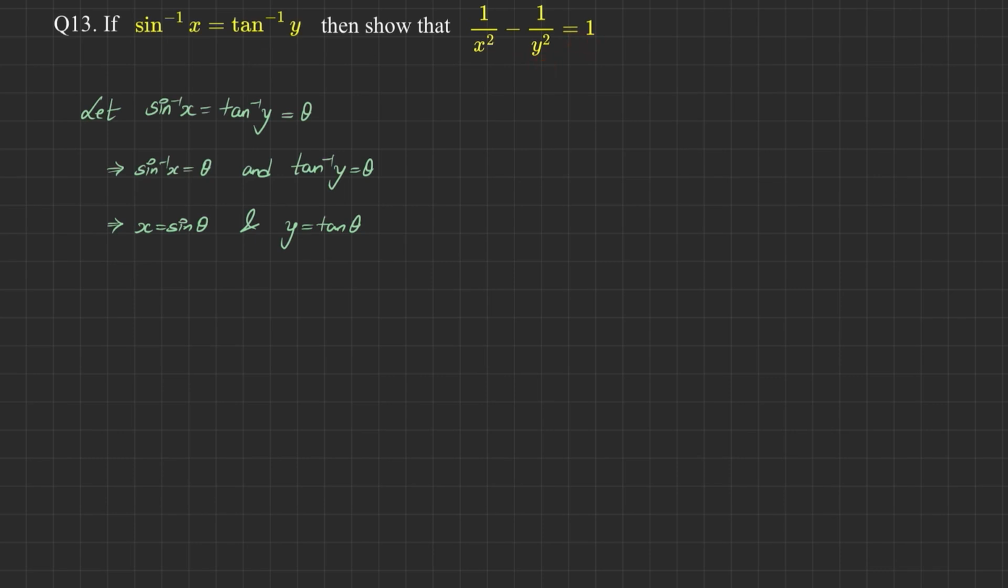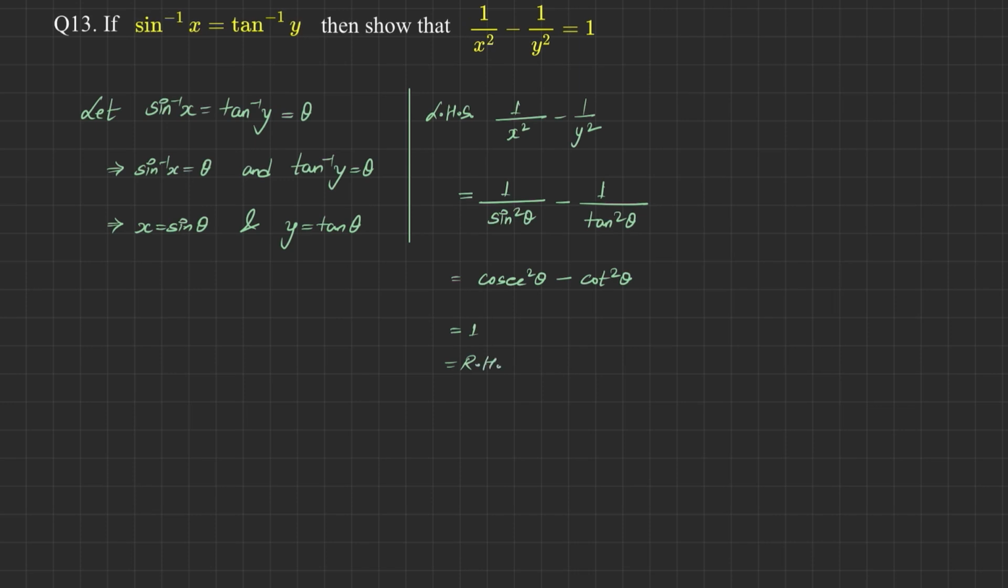So let me write the left hand side. Here the left hand side is 1 over x square minus 1 over y square. So it will be equal to 1 over, see, x is sine theta, so it will be sine square theta, minus 1 over y is tan theta, so it will be tan square theta. So 1 over sine square theta is cosec square theta, minus 1 over tan square theta is cot square theta. So it will be equal to 1, because this is the trigonometric identity. Which is the same as the right hand side, hence proved.